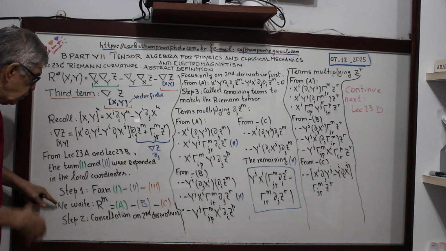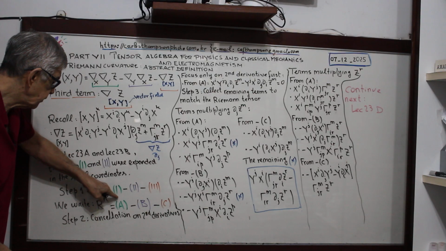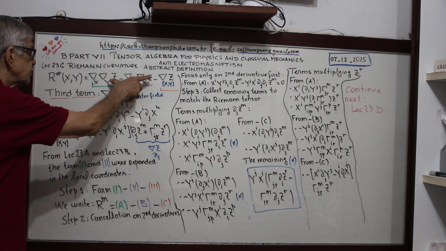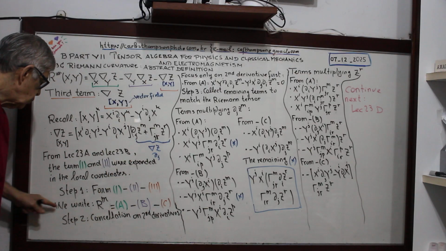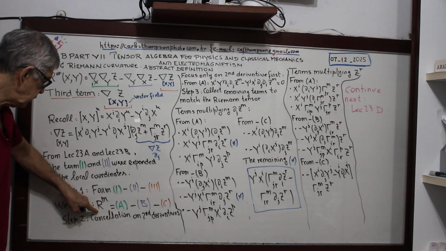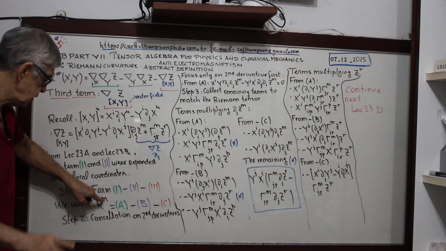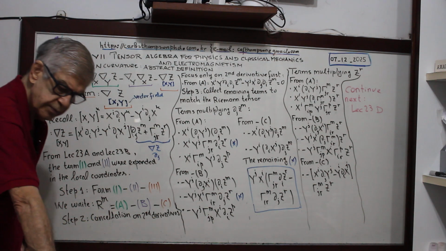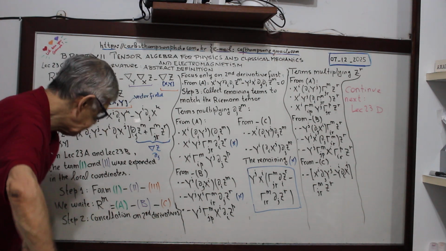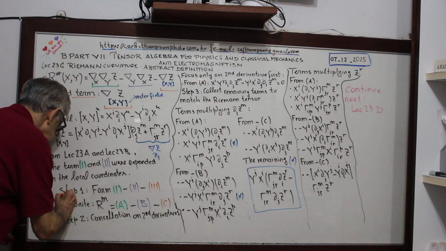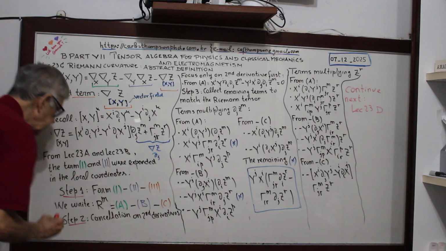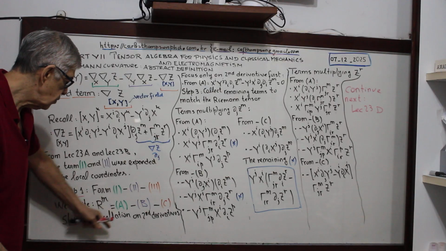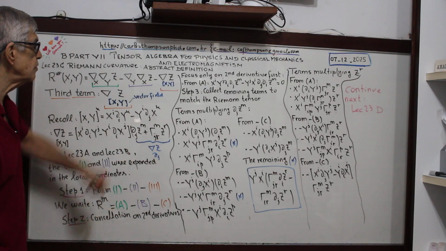In step one, we form exactly this green minus purple minus pumpkin orange, just this term over here. So we write in this case that the Riemann curvature, as a scalar here, is A minus B minus C. This is step 1. Now is step 2. Fortunately, there are some cancellations on the second derivative, as you see over here.